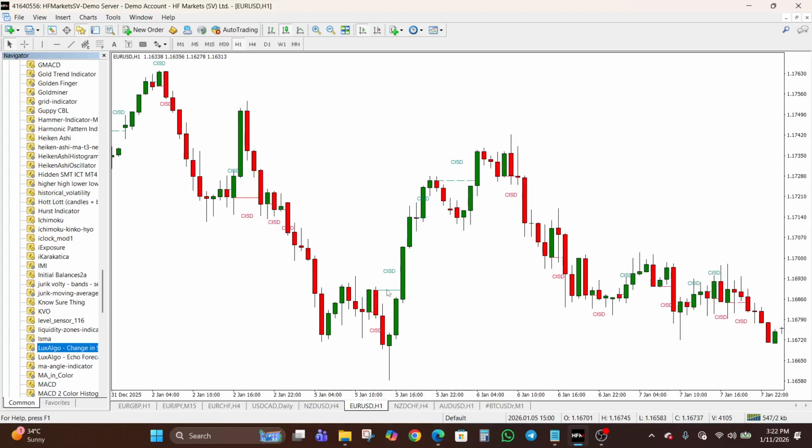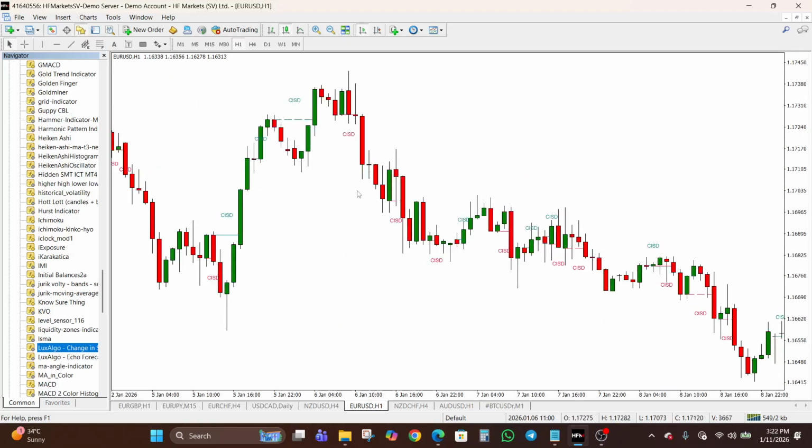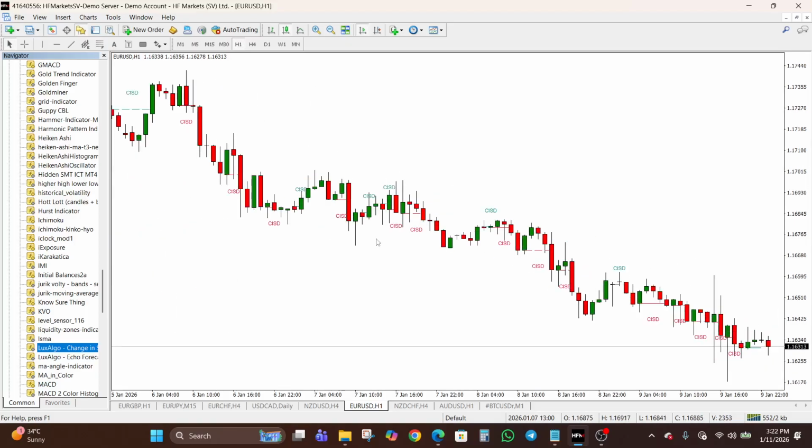So when the indicator gives you a signal that a change in state of delivery has occurred, you would have to be looking for buy opportunities if it occurred to the upside. But if the CISD occurred to the downside, you would be looking out for sell opportunities. It's just as easy as that. Pretty straightforward.